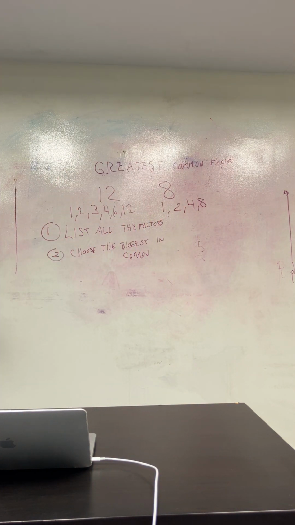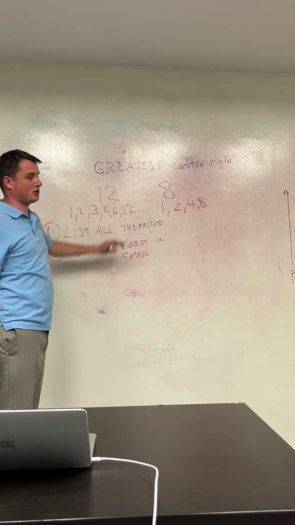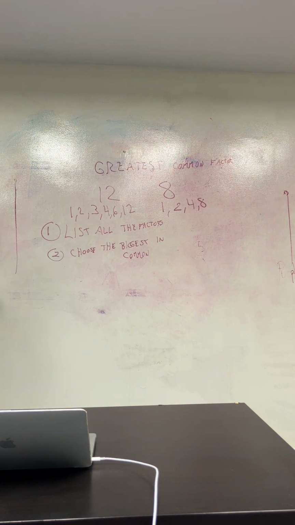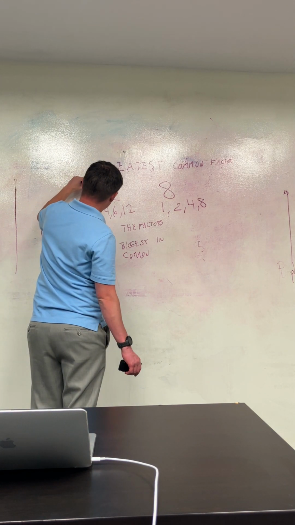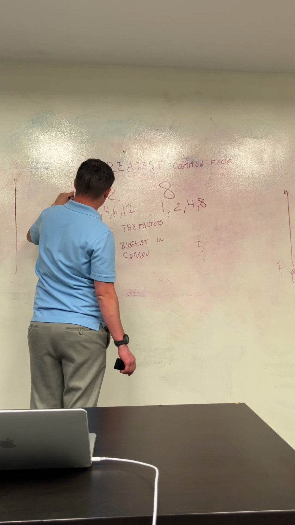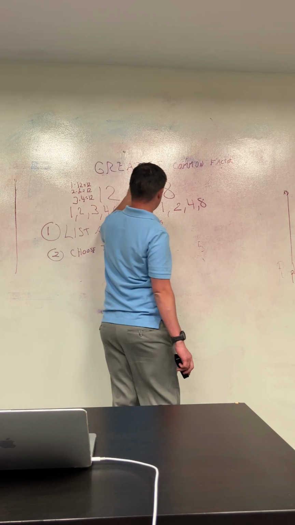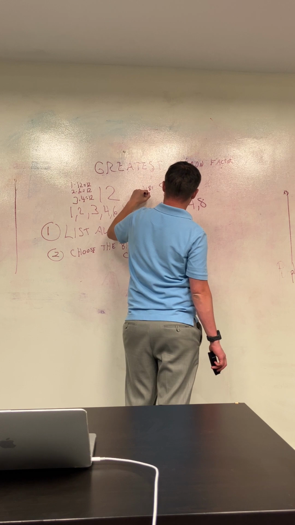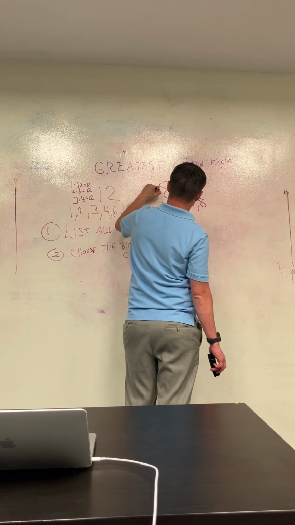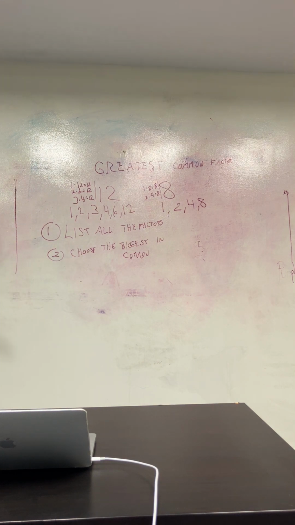Okay, so the 8 I got right, but for 12 I put 8, I put 10. Yeah, because we had to pick all the numbers that multiply to 12, and then put them in a line from smallest to biggest. For 12, it's 1 times 12 equals 12, 2 times 6 equals 12, 3 times 4 equals 12. For 8, it's 1 times 8 equals 8, 2 times 4 equals 8. So the greatest common factor is 4? Yeah, it's 4.